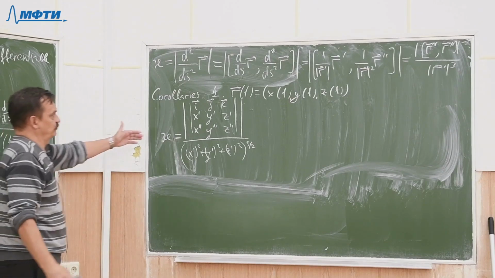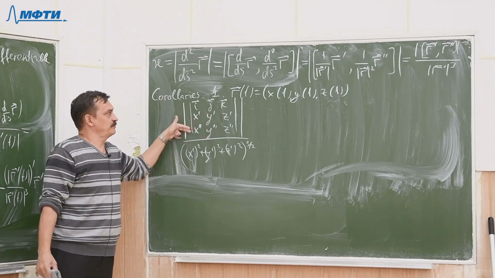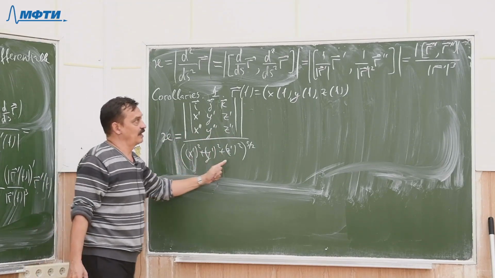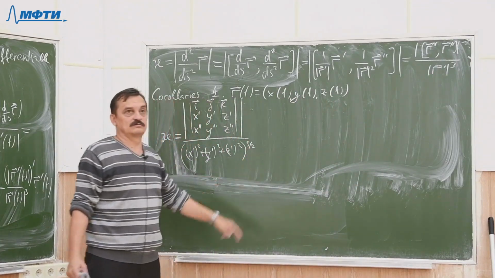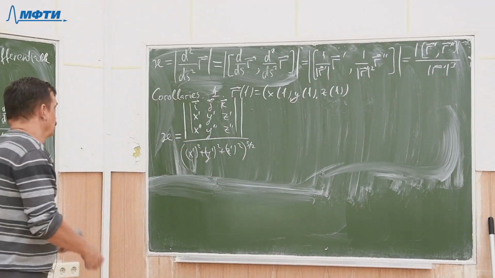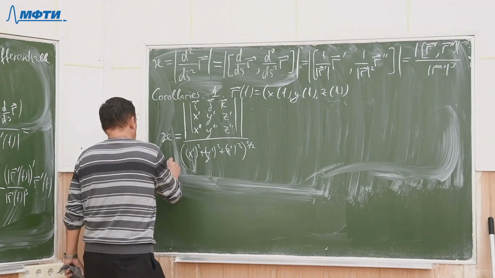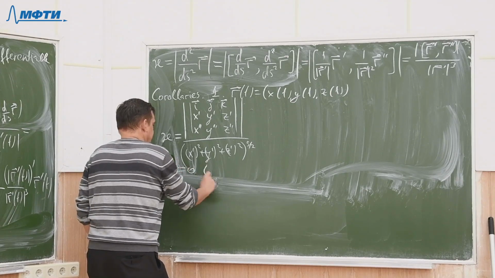Here I wrote the vector product r prime, r double prime. Here the length cubed. Second, z equals 0, plane curve.